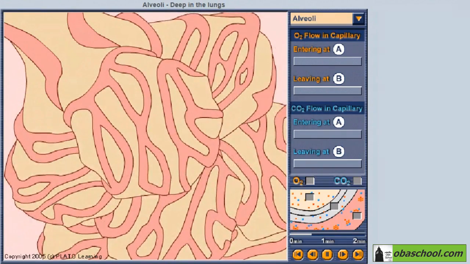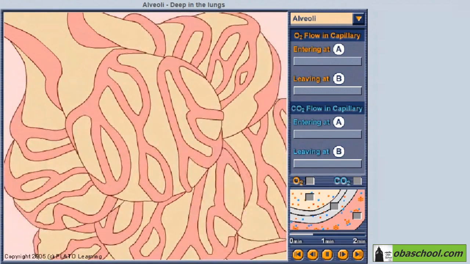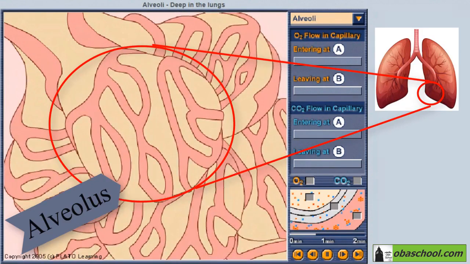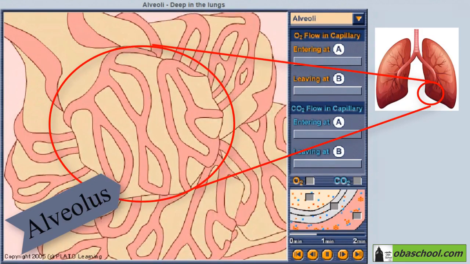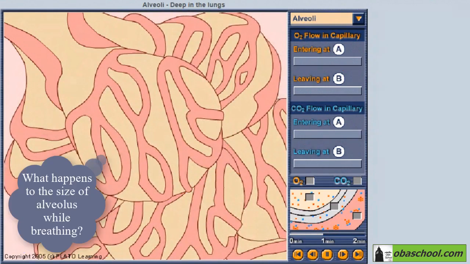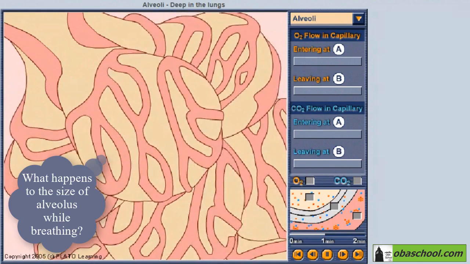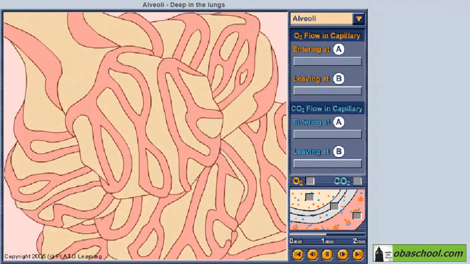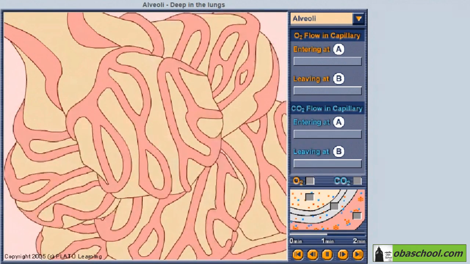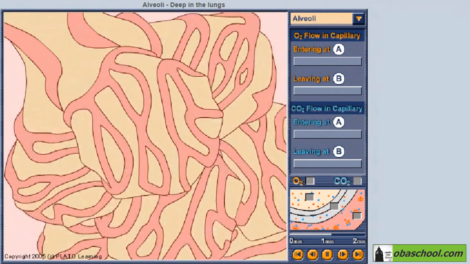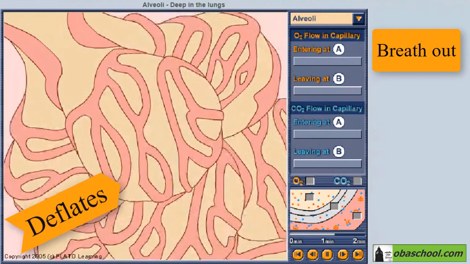An alveolus is an air sac present in the lungs, which allows rapid gas exchange of oxygen and carbon dioxide gases. So notice what happens to the size of each alveolus as the person breathes in and then out. As the person breathes in, the alveolus inflates, and it deflates when the person exhales.